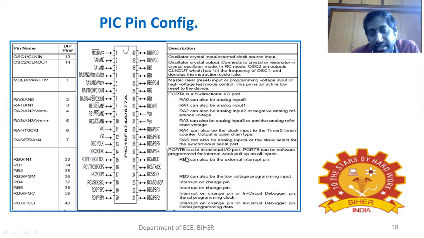Similarly, here you can see RB0 to RB7 is related with port B. This can be used as an external interrupt pin also. RB0 is there, this is INT. INT means interrupt. It can act as an external interrupt also.